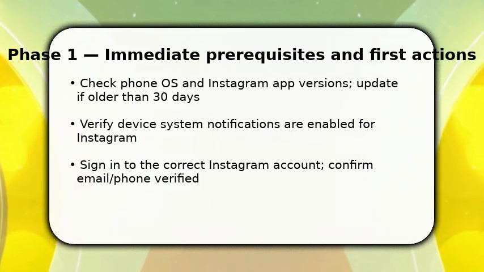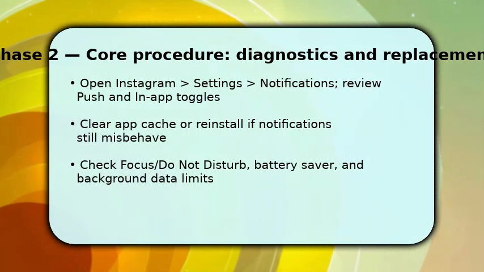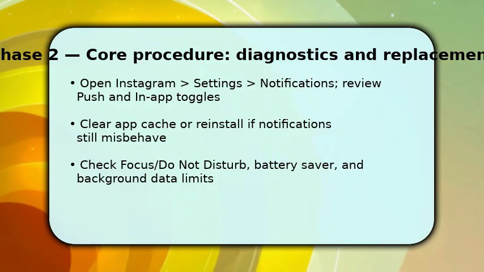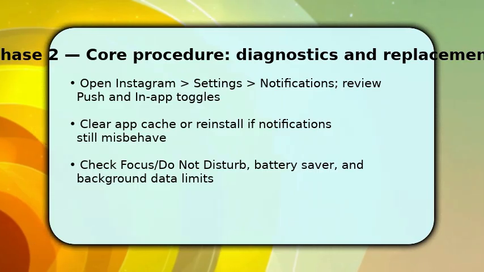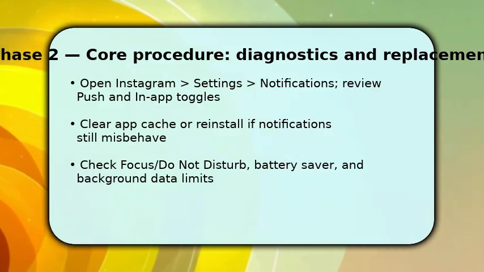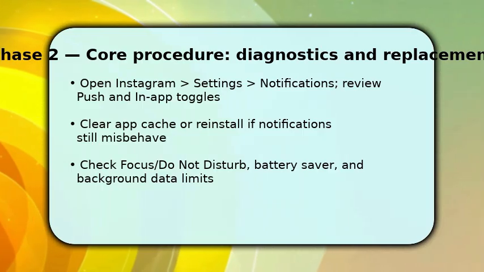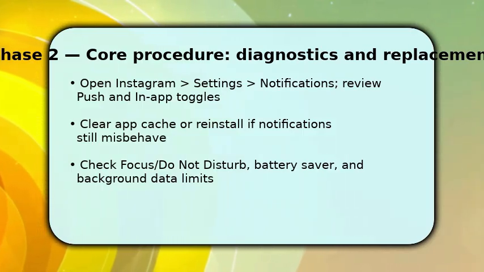Now go into Instagram settings, then notifications, and inspect every push and in-app toggle. Enable likes, comments, messages, and live video as needed. If settings look correct but alerts fail, clear the app cache or reinstall Instagram to reset corrupted local data.